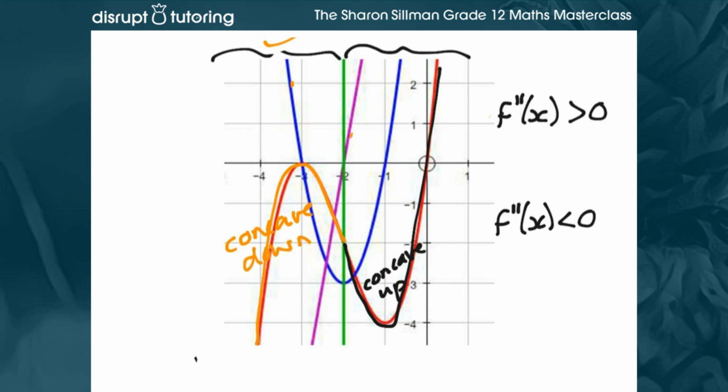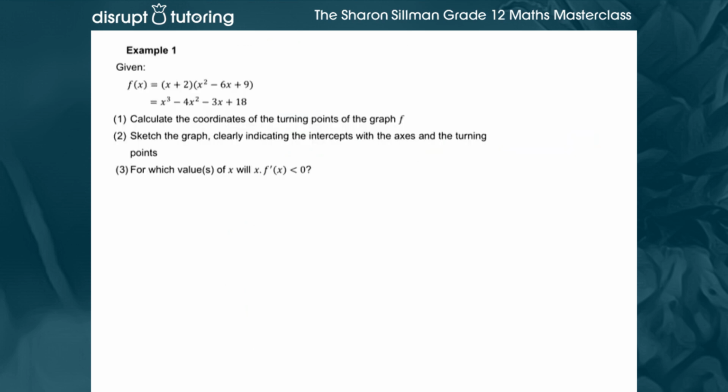So just to recap that, when the second derivative is positive, the function is concave up. When the second derivative is negative, the function is concave down. Now we can get on back to the examples.